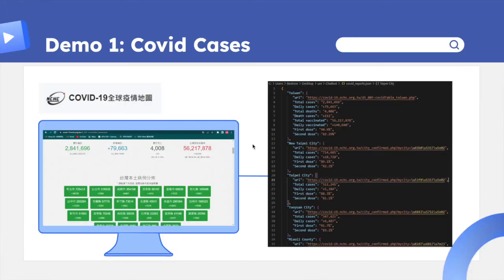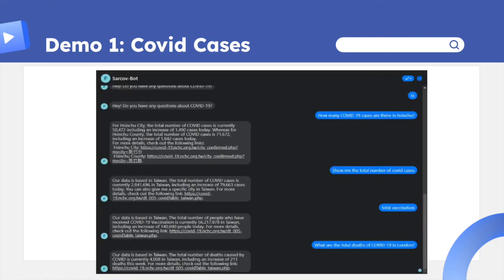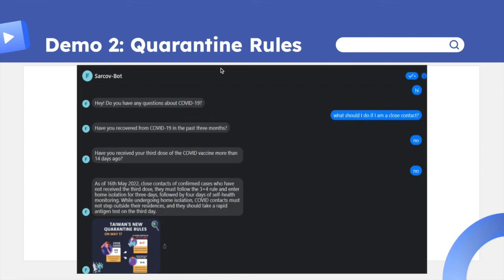Okay, so this is our first demo. Before that, we did some data preprocessing where we put all the numbers and data in a JSON file. First, we ask how many cases there are in Hsinchu, and it gives us the correct number. However, if we ask about a country that is not Taiwan, it answers that our data is only based in Taiwan.